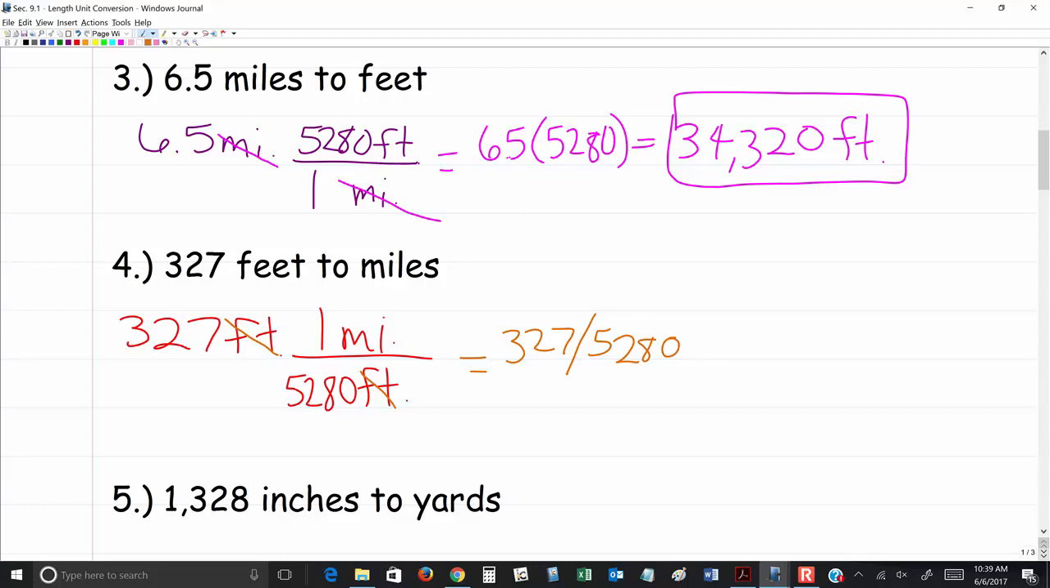Okay, and if this was on a quiz, test, homework, etc., you would be given specific instructions on what to round this to. So I don't know, in this case, let's just round it to 0.0619 miles.